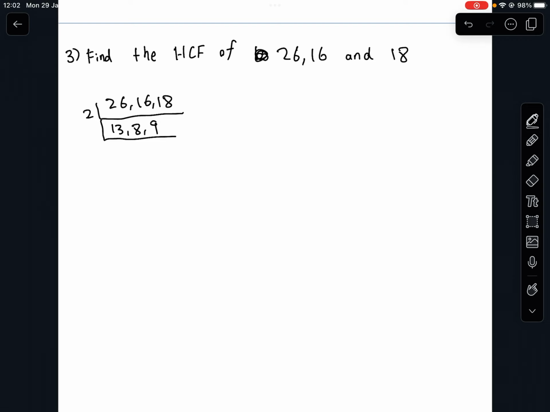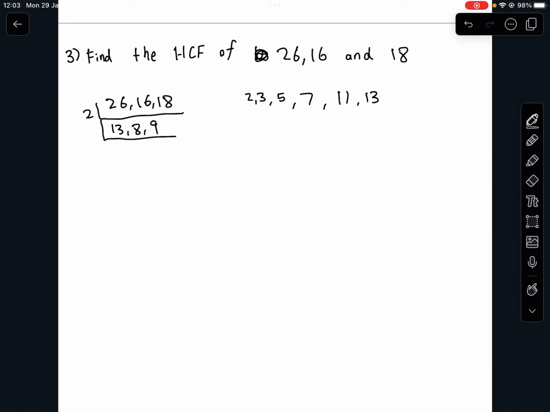Okay, 8 is divisible by 2, but 13 and 9 are not, so we can't use 2. 9 is divisible by 3, but 13 and 8 are not, so we can't use 3. Okay, well, let's write our prime numbers again. So we know 2 and 3 do not work. What about 5? None of them are divisible by 5, so that doesn't work either. What about 7? Again, 7 doesn't work. Next prime number is 11. 11 doesn't work. Next one's 13.